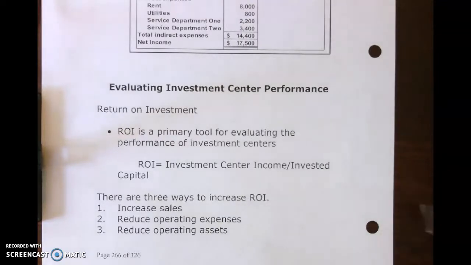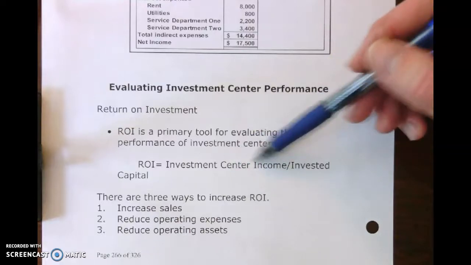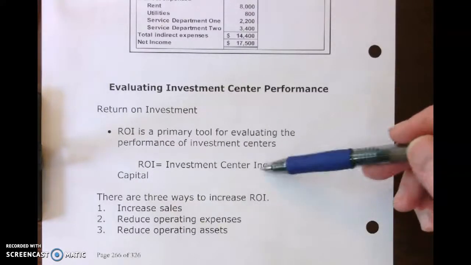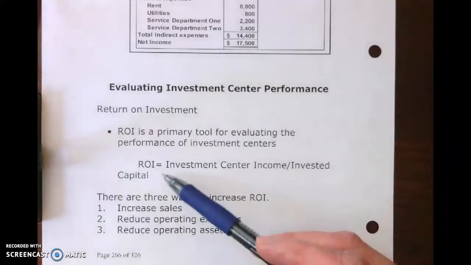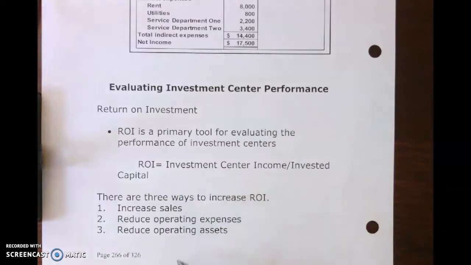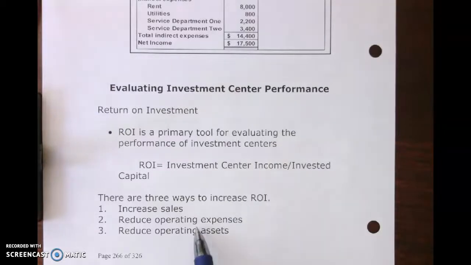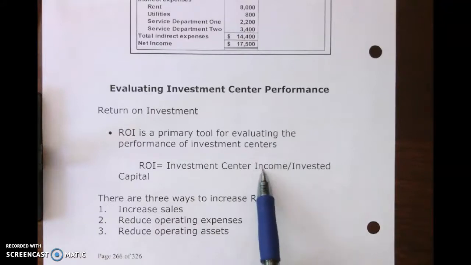Return on investment is calculated by taking our investment center profit, our investment center income, divided by our invested capital. This ratio is expressed as a percentage, like 10%, 15%. If you look at how we calculate this, there are a couple different ways that we could increase our return on investment. If we increase sales, our income will go up. If we decrease operating expenses, our income will go up, because the way we calculate income is sales minus expenses.